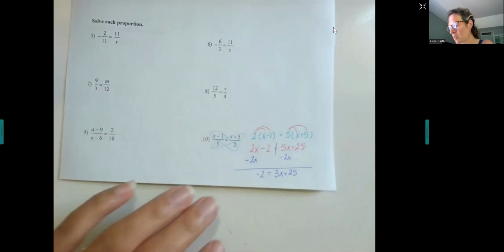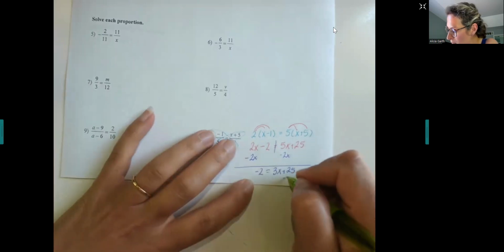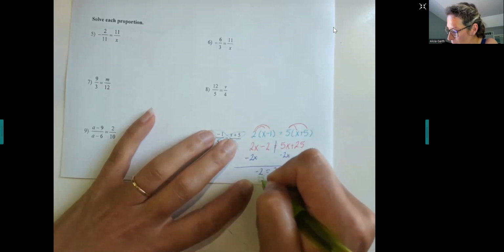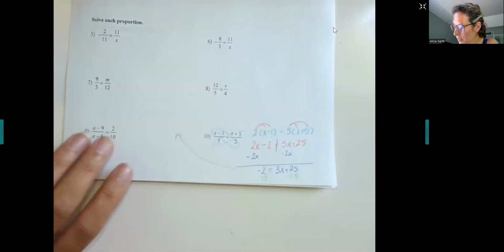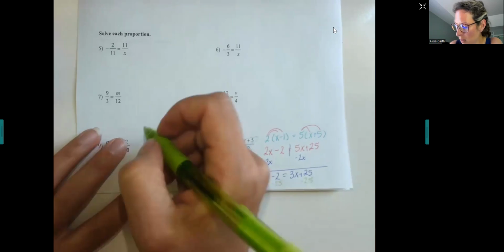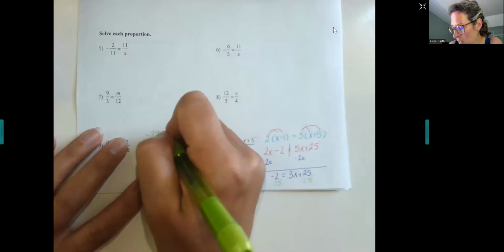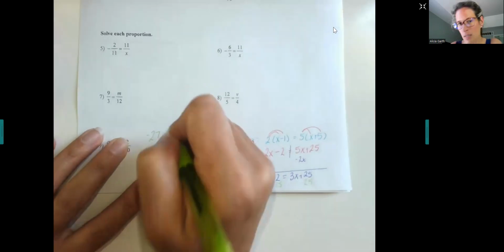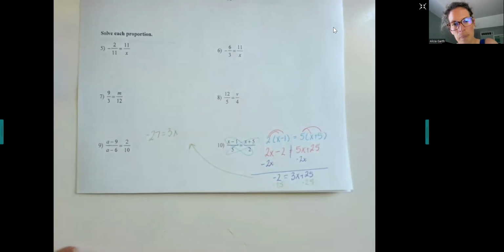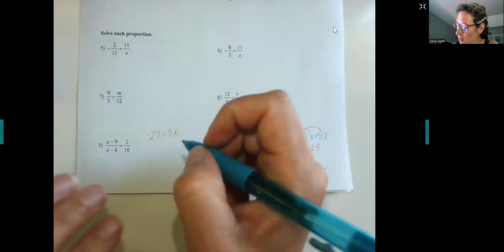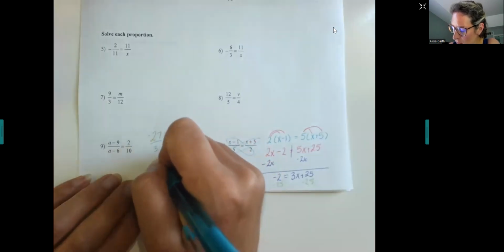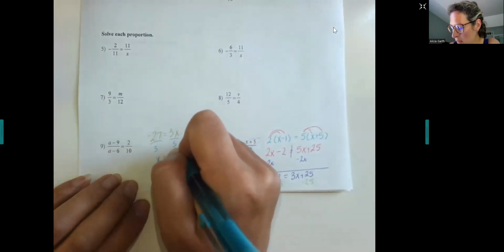I am now going to subtract 25 from both sides. And our answer is going to come over here. Negative 2 minus 25 is a negative 27 is equal to 3x. Then we're going to divide by 3 on both sides of the equation, so that I have x is equal to a negative 9.